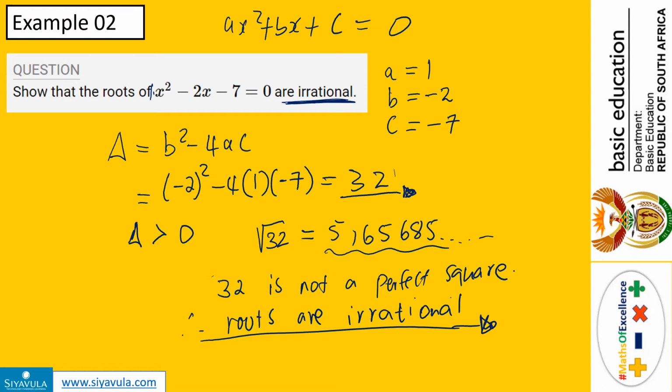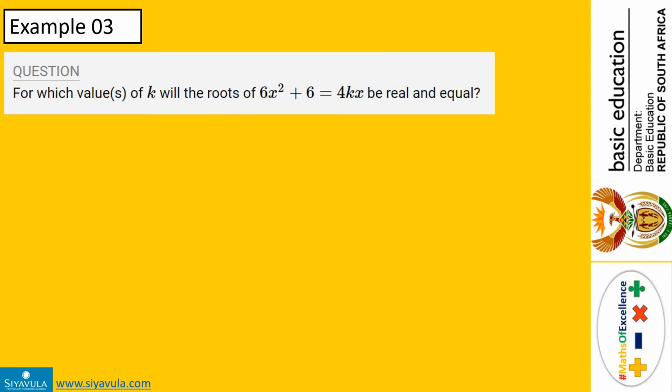Okay, let's now move to example 3. They said, for which values of k will the roots of 6x squared plus 6 equals 4kx be real and equal? So they're giving you the condition for delta now, for which values of k. This is a different problem where you have to use your knowledge of the nature of the roots to get an unknown in your quadratic equation, right?